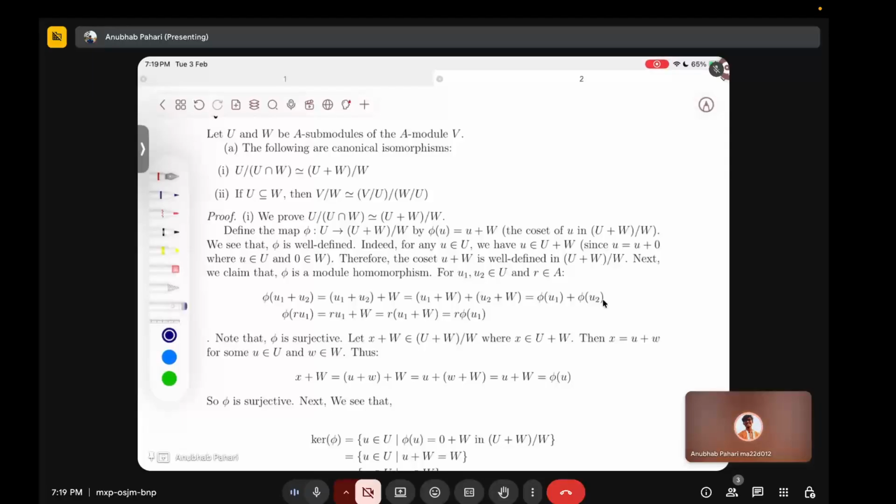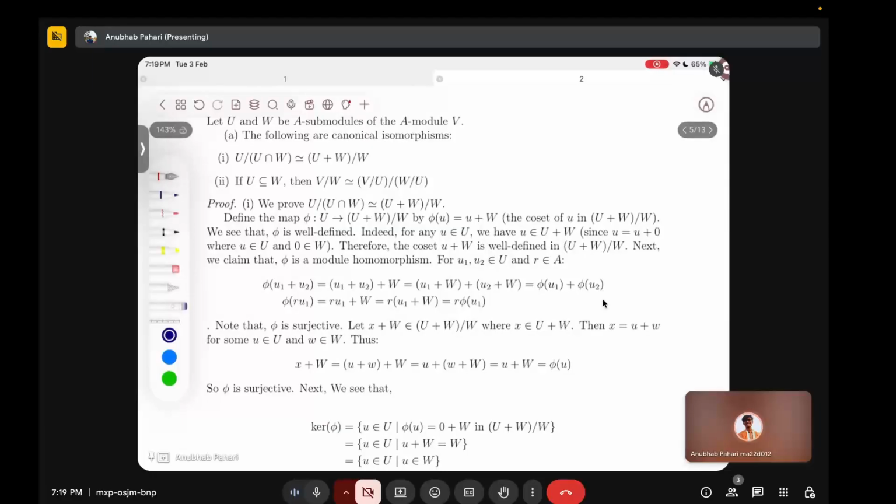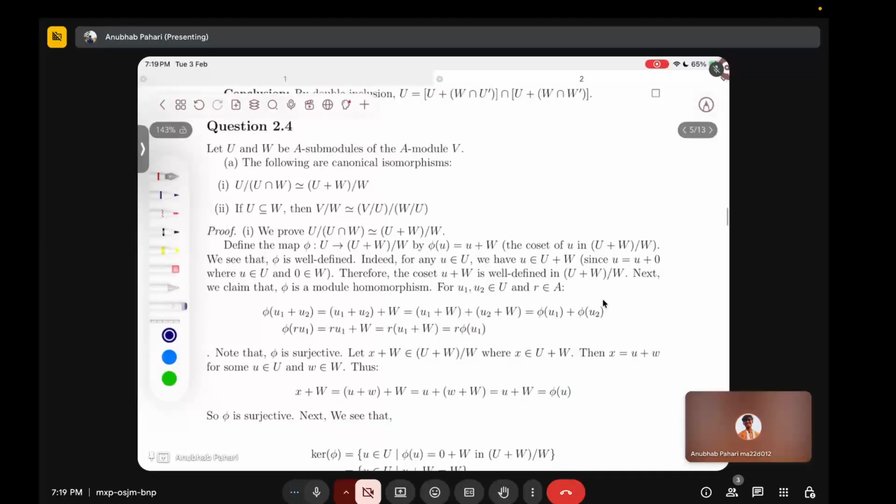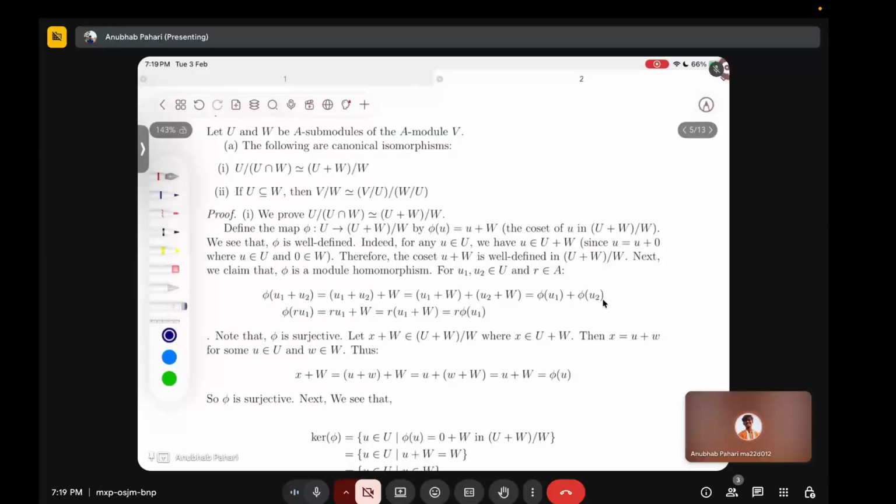Okay, so next we claim that phi is a module homomorphism. To check that a morphism is a module homomorphism, it is enough to see that phi of r u1 plus u2 is r of phi u1 plus phi u2, right? Something you are already familiar with. So you take two elements from capital U and small r from capital A. Now you take phi of u1 plus u2.